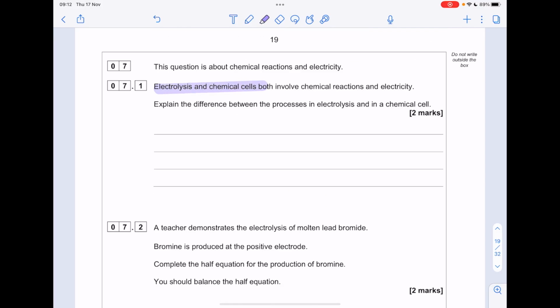This question is about chemical reactions and electricity. Electrolysis and chemical cells both involve chemical reactions and electricity. Explain the difference between the processes in electrolysis and in a chemical cell. Oh, this is quite a hard question. Remember, the word electrolysis means using electricity to break apart an ionic substance, so in effect to cause a chemical reaction, whereas a chemical cell actually uses a chemical reaction in order to produce electricity.